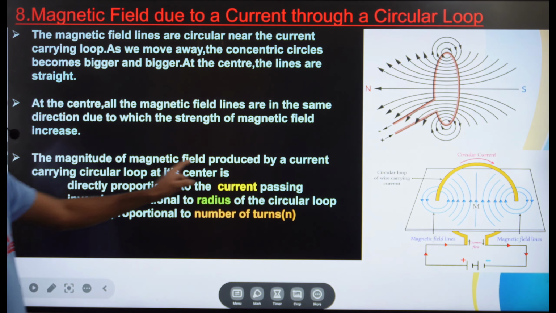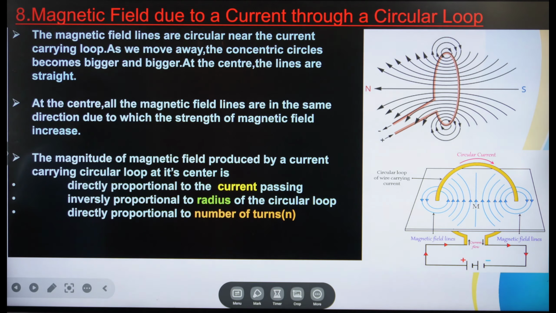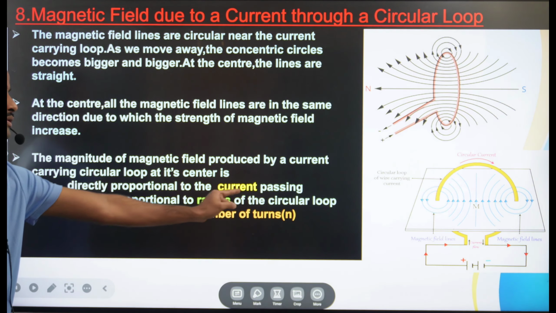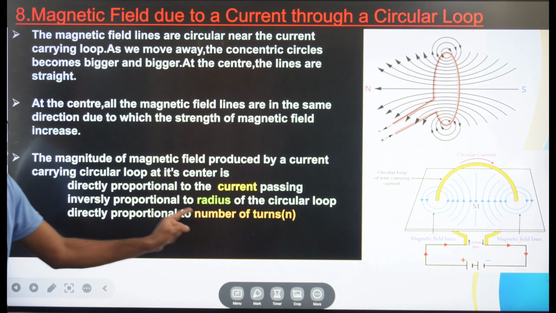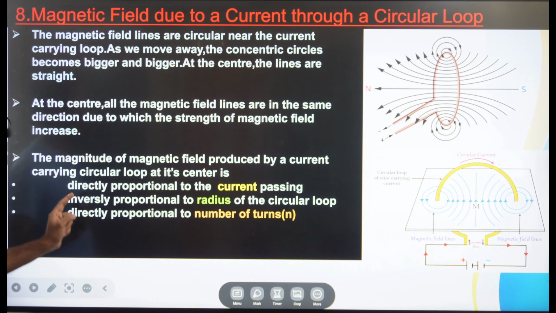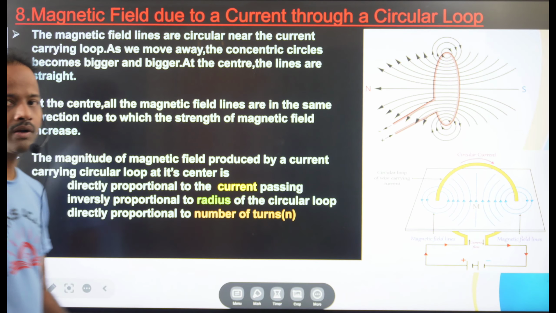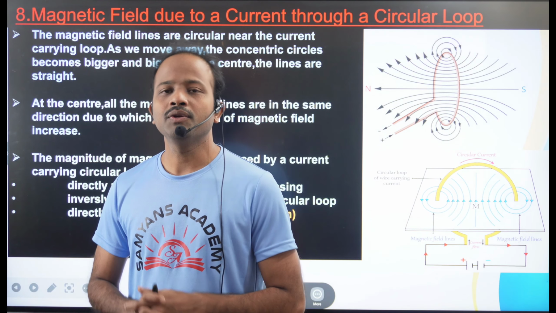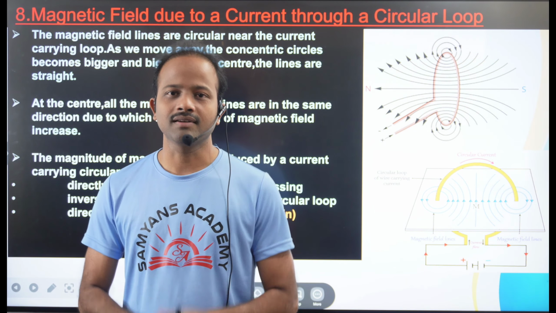the magnitude of the magnetic field produced by a current carrying circular loop at its center is directly proportional to the current passing, inversely proportional to the radius of the circular loop, and directly proportional to the number of turns. And this is about the magnetic field due to a current through a circular loop.